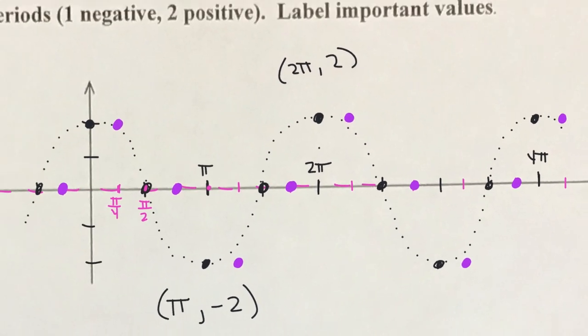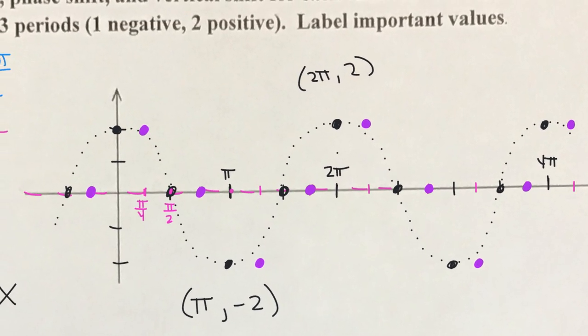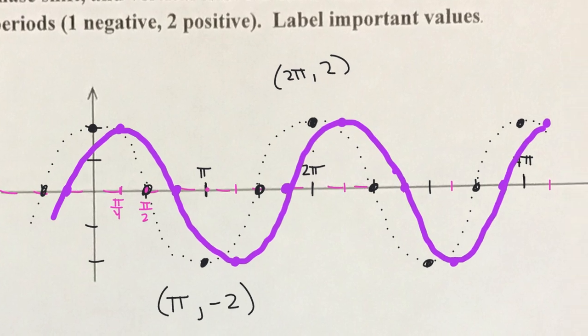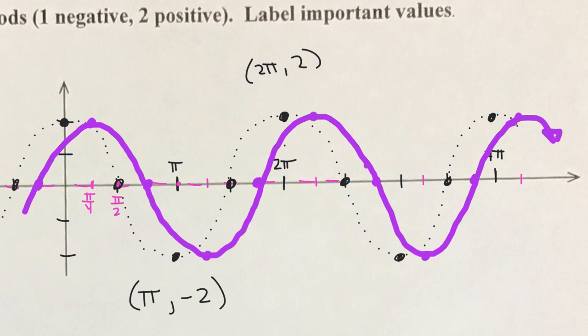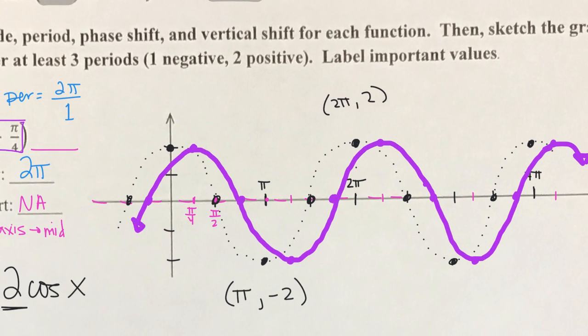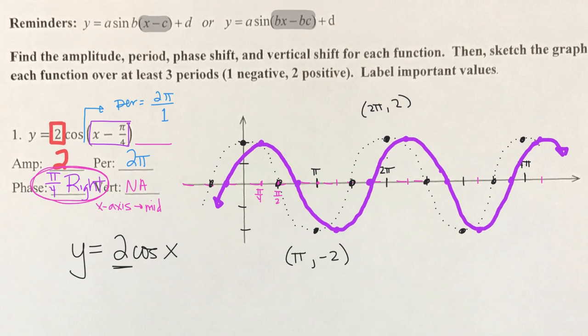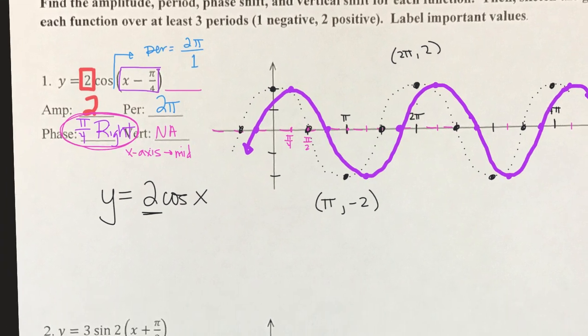So these purple points represent the quote-unquote answer, right? The actual graph of our function with the phase shift. And then we connect these with a solid line, smooth and curvy as best you can, so that it actually looks like a sine wave graph. Okay, so those are going to be our procedures for graphing all of these phase shift sine and cosine graph problems. Okay, let's move on to number 2.